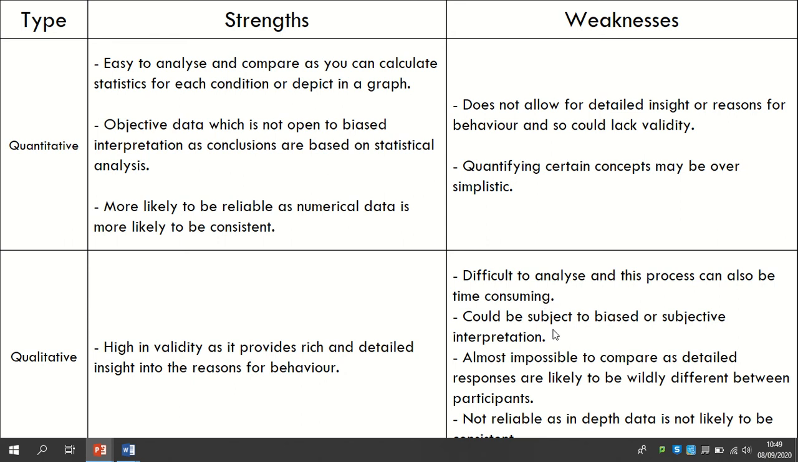How would you then compare that? So it's quite difficult to compare across groups as well. It could be subject to biased or subjective interpretation. Again, if you said to somebody, tell me about your attitude towards education, you ask 3 different people and they give you 3 different results, you could interpret what they've said in a different way.